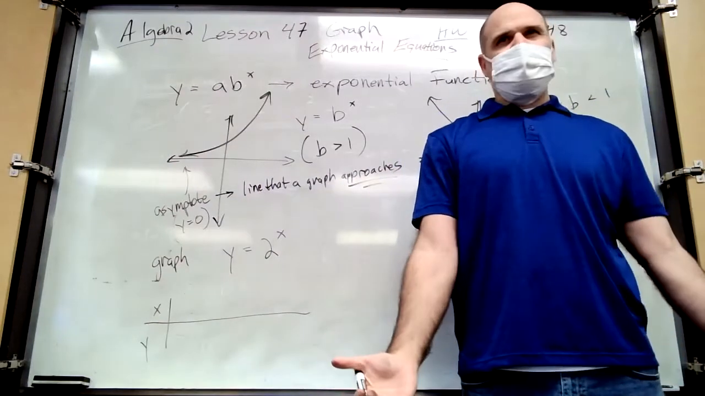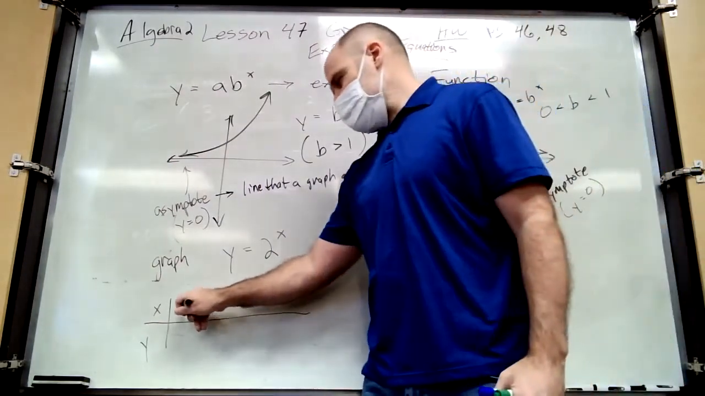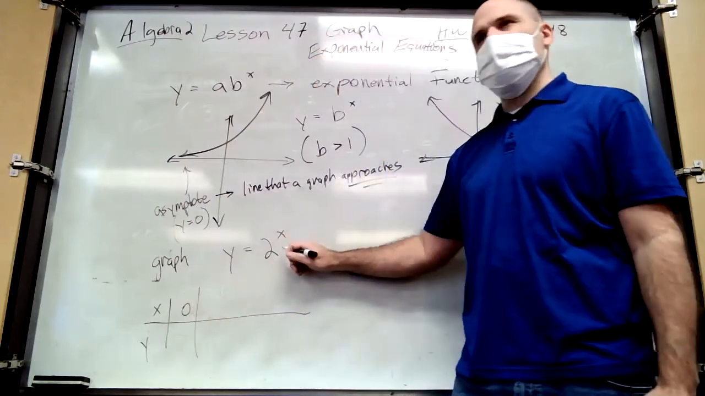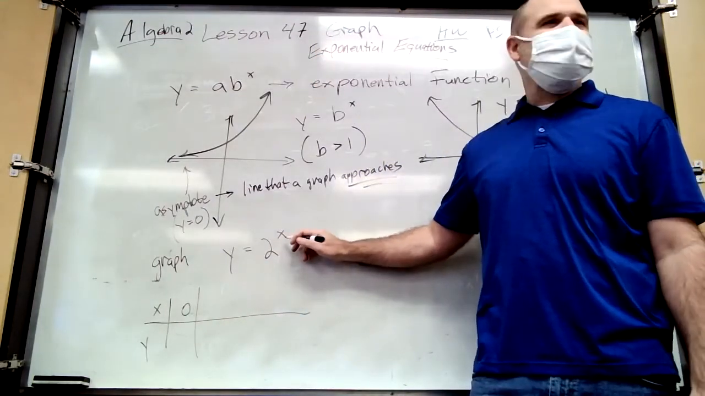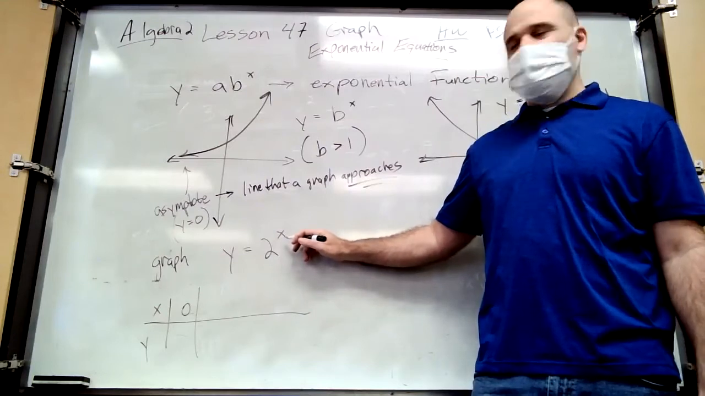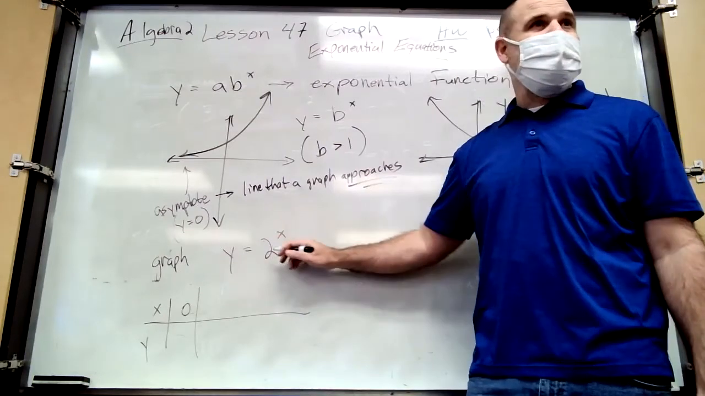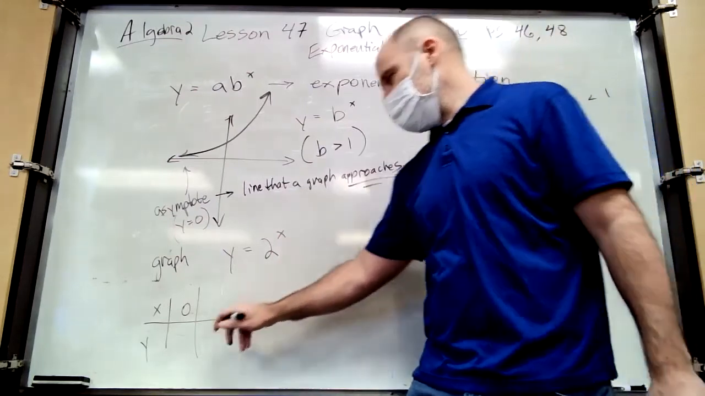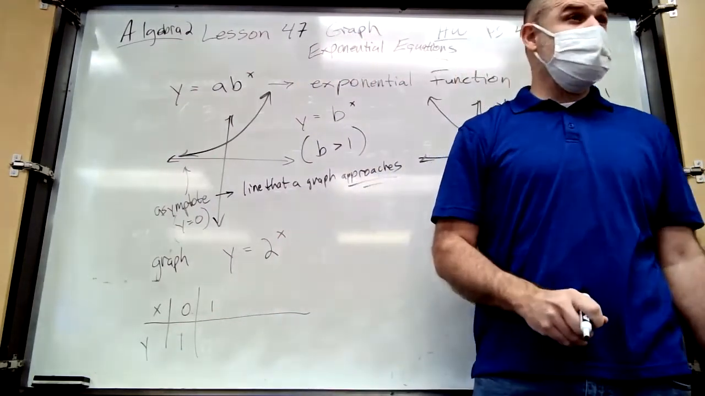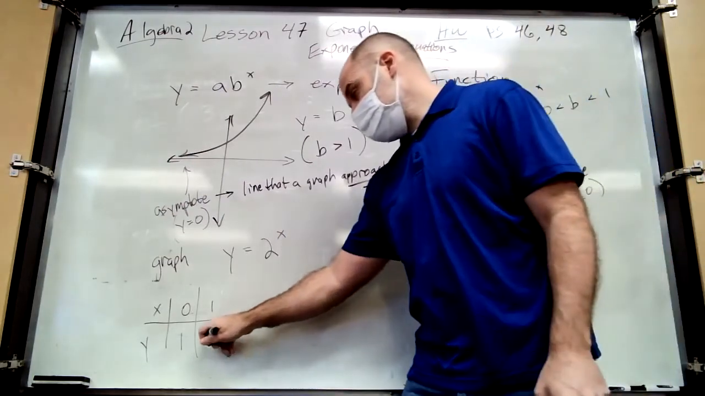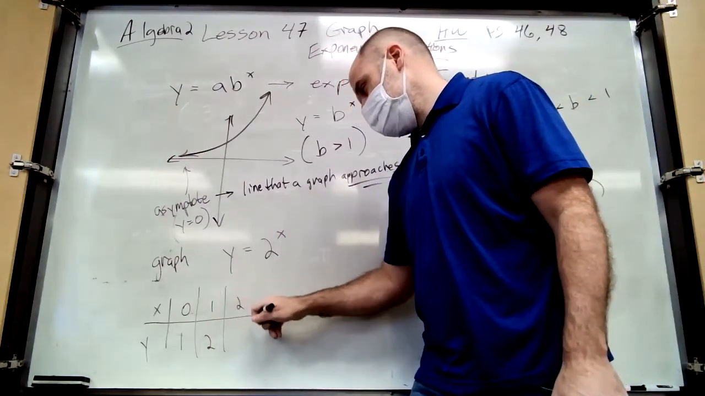What's the easiest x to pick? 0. When x is 0, y is never 0. It cancels out. It makes this a 1, right? 2 to the 0 is 1, so y equals 1. What about when x is 1? What's y? 2. What about when x is 2?